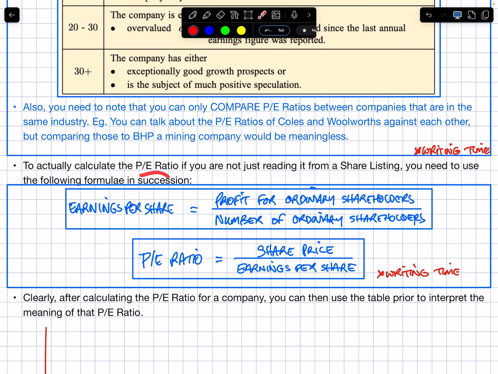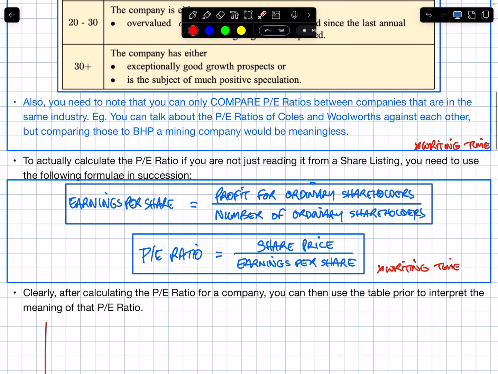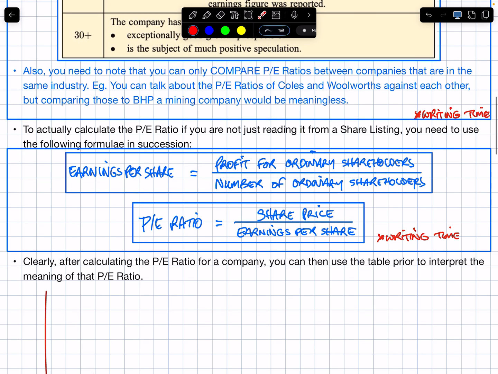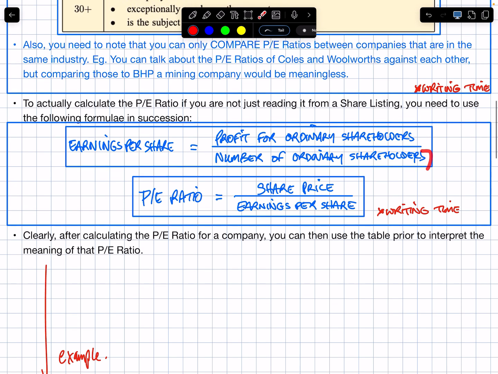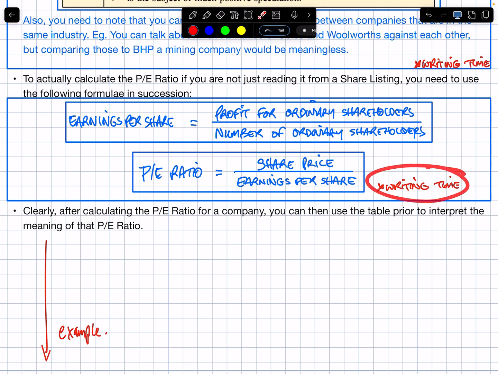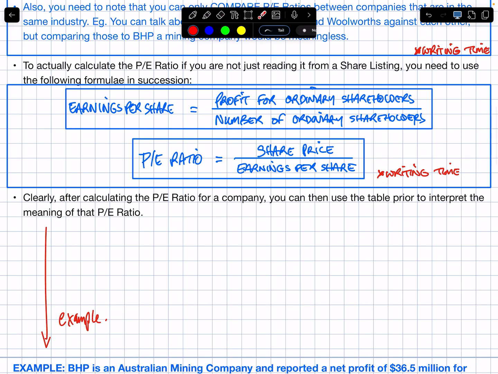Now, how do we actually work out the PE ratio? To calculate the PE ratio, you need to use these two formulas in succession. Earnings per share is equal to the profit for ordinary shareholders divided by the number of ordinary shares. And the PE ratio is the share price divided by the earnings per share. A minute or two to get those two formulas down.